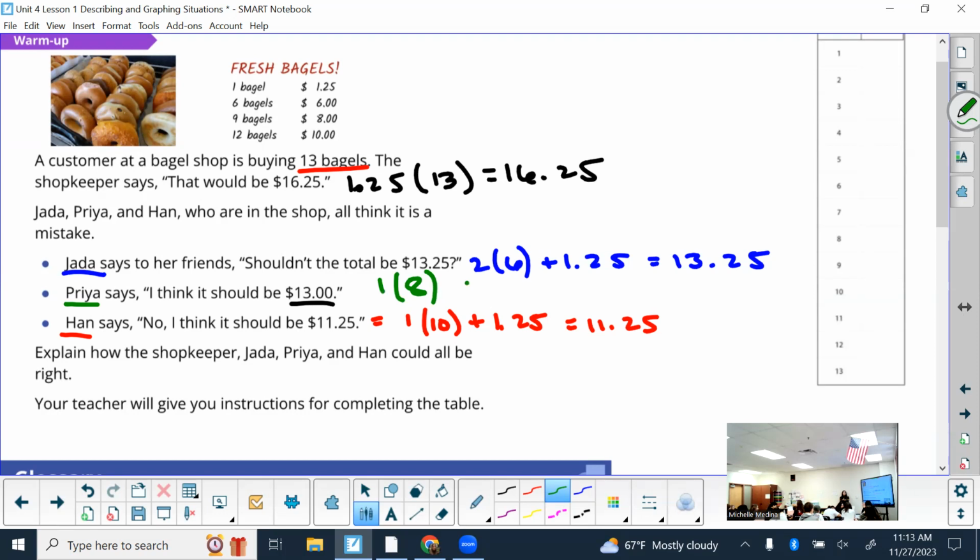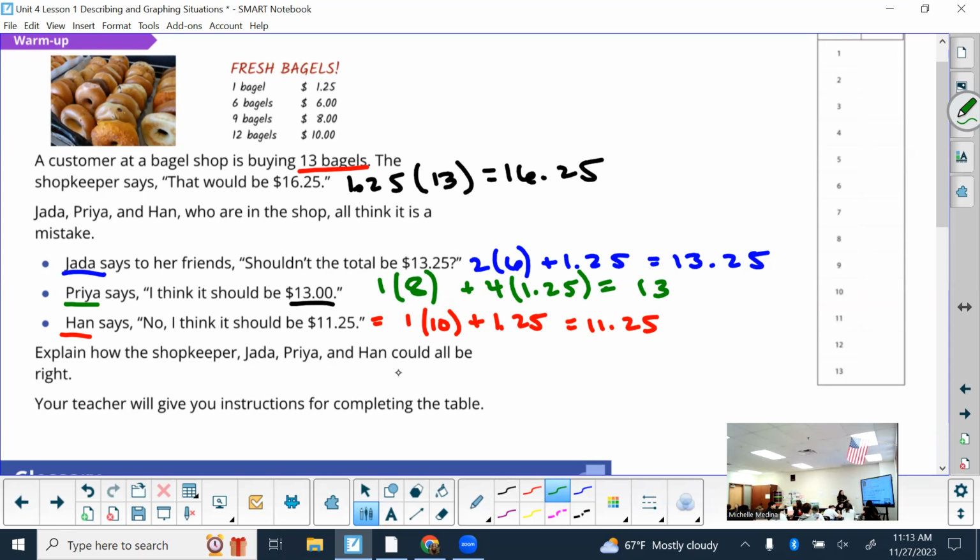Since it's $1.25 each, like for each bagel, anytime it's a word like that, each, per, every, it implies multiplication. Now see what happens when I put that in my calculator. What's 4 times 1.25? 5. What's 5 plus 8? So that is how Priya got that. All right, questions on anything we just said?